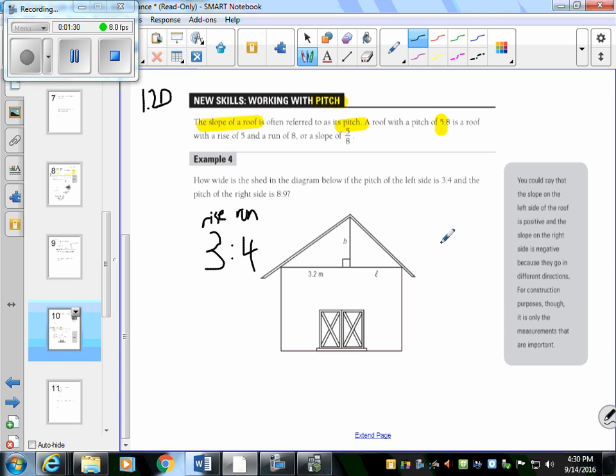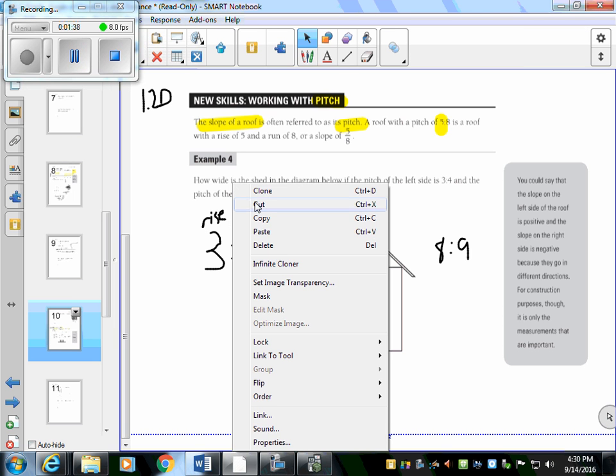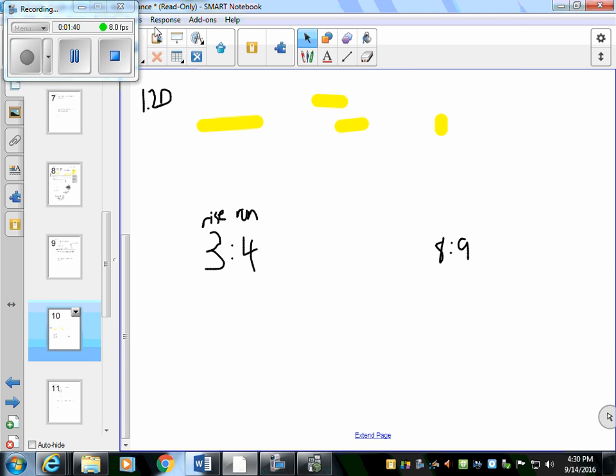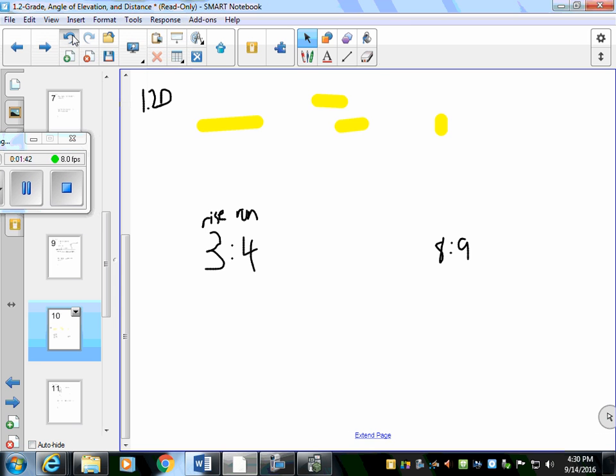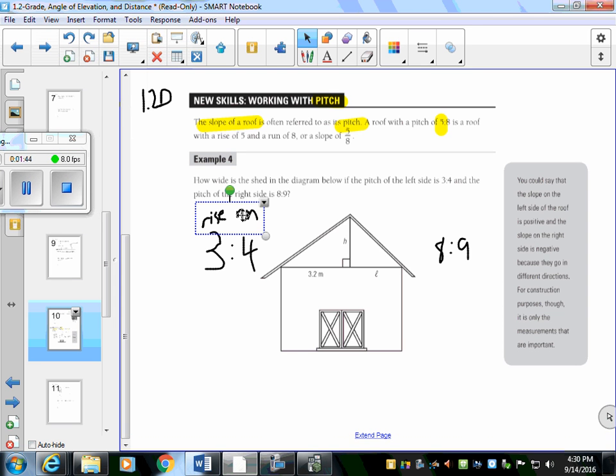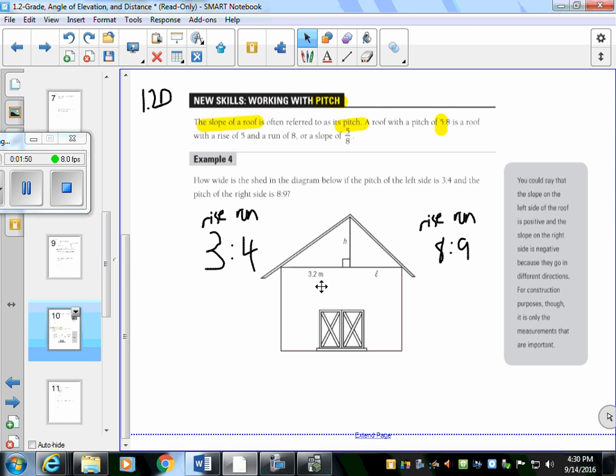So that would mean over here on the right side, for every 8 we rise, we run 9. So how can we actually come up with this? Well, we know this side is 3.2. Is this a rise or is this a run? This is the run of 3.2.